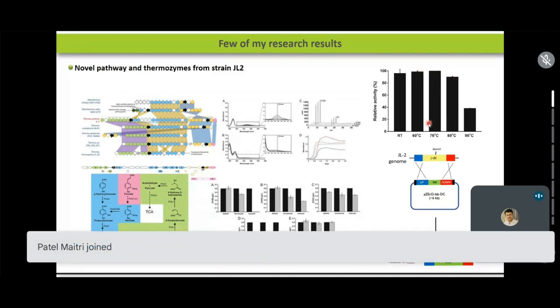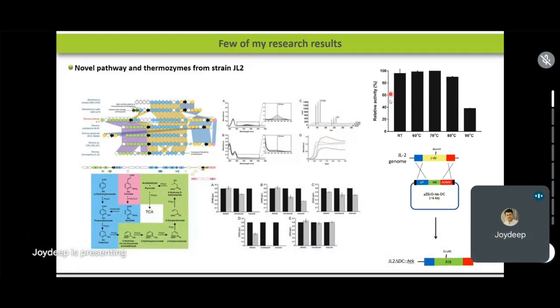As you can see in this graph, you can see the thermostability. This is the temperature, and you can see the optimum temperature of the enzyme is 70 degrees, whereas at 80 degrees it is almost 90% active, and even at temperatures as high as 90 degrees, it still shows 40% of its activity. So you can understand how thermostable these enzymes are.